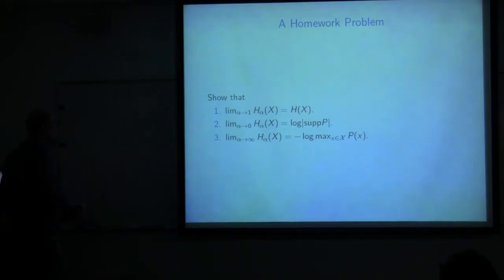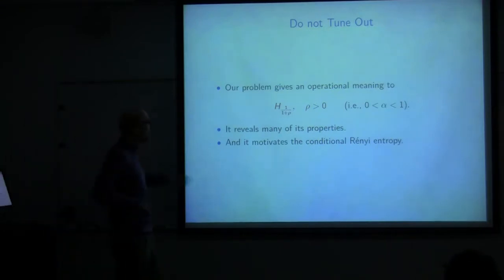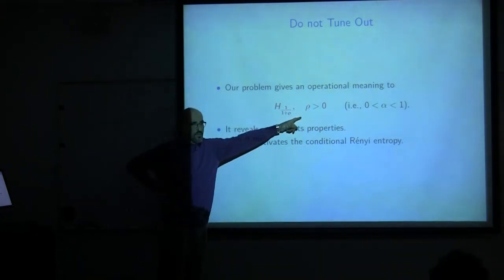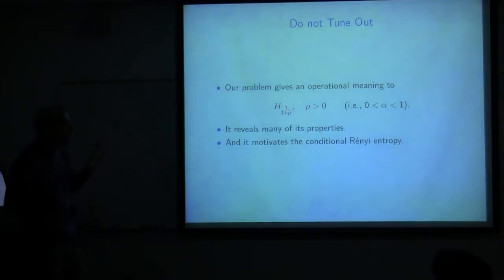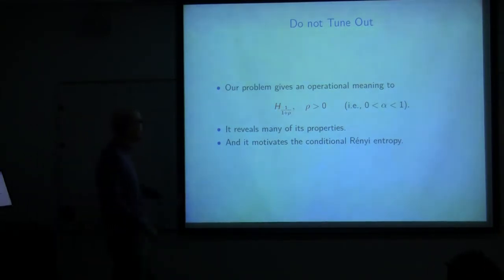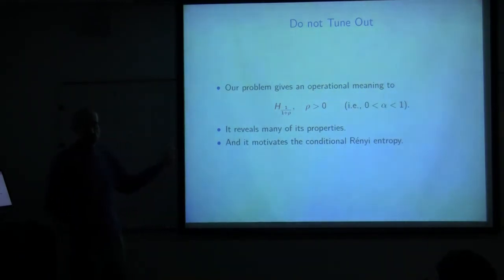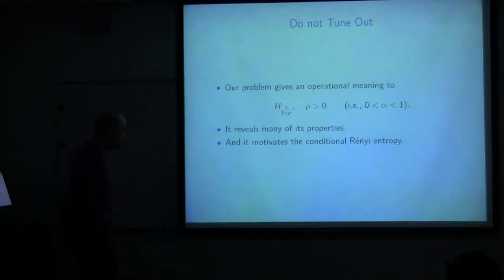We'll see that the problem that I described to you actually gives an operational meaning to this quantity. This is the parametrization that I prefer. So it's going to be H of 1 over 1 plus rho, with positive rho, which corresponds to alpha between 0 and 1. So I have to limit myself to this range here. For this range, this turns out to be of some operational significance. And we'll see that this operational characterization actually reveals many of the properties that I just listed in a very intuitive way. And also, this gives us a way to motivate a definition of conditional Renyi entropy.